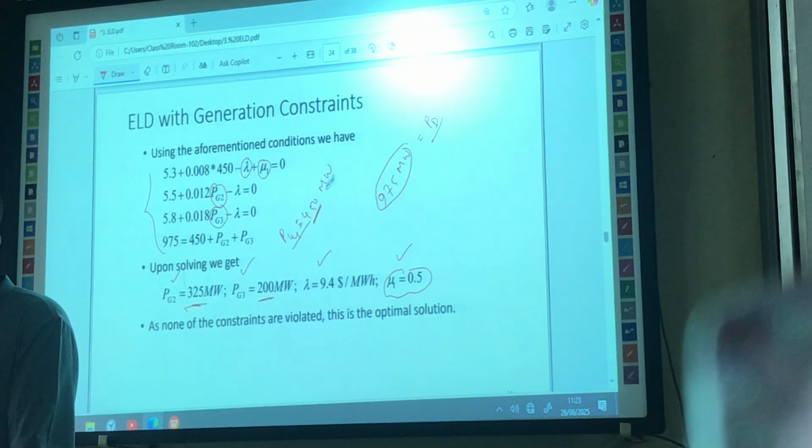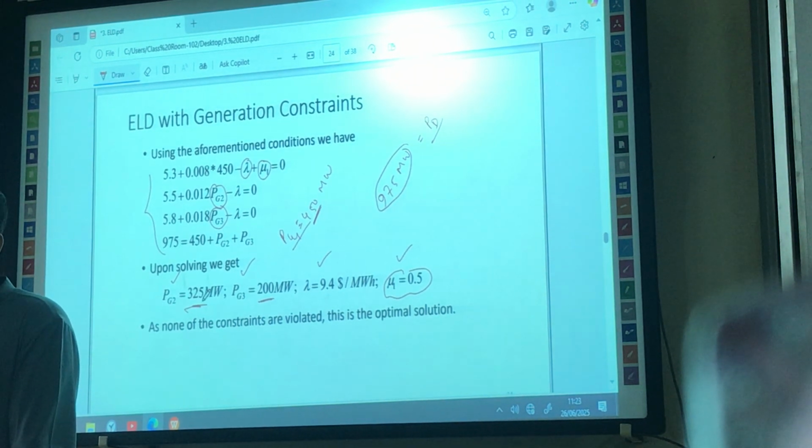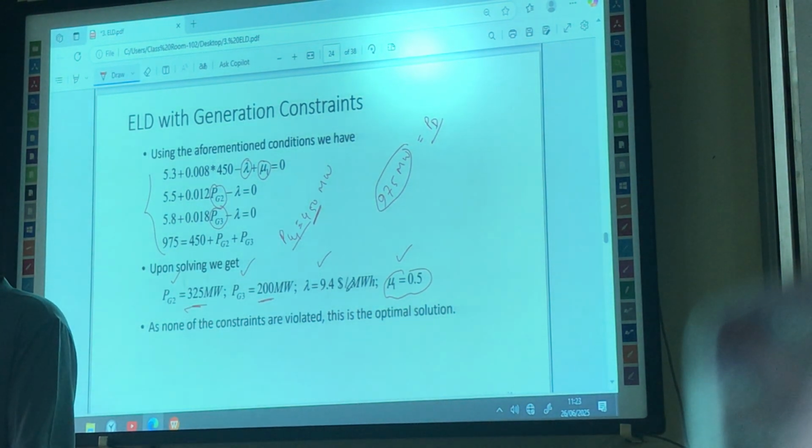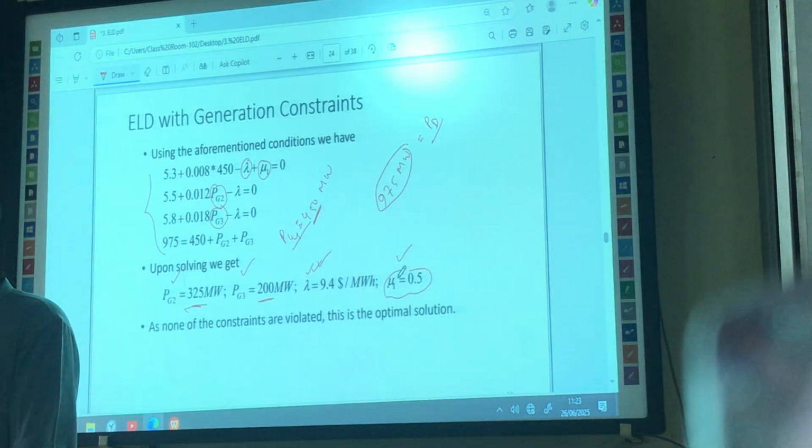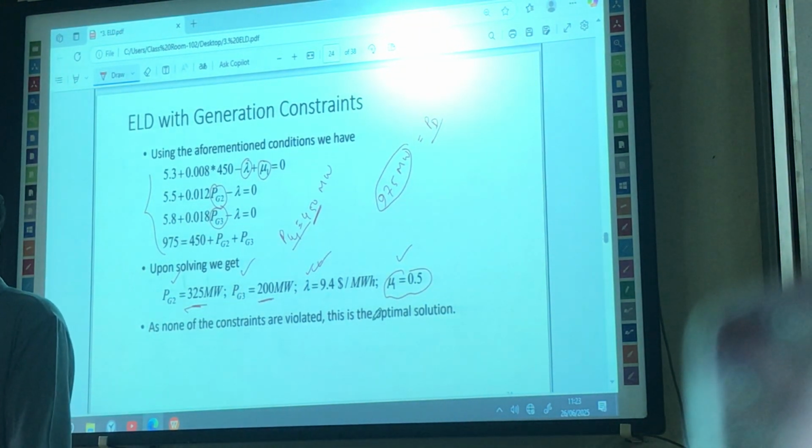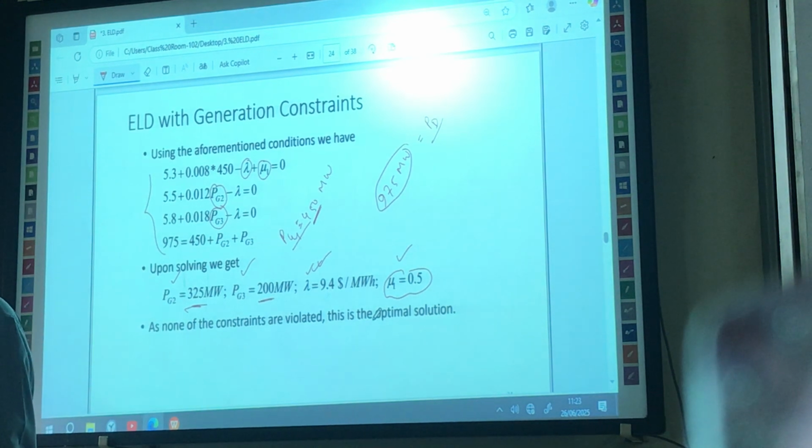Pg1 will be 450 megawatt, Pg2 is 325 megawatt, Pg3 200 megawatt. What is your lambda? 9.4. The unit is dollar per megawatt hour. This is the incremental cost. And this is your slack variable mu1. It is 0.5. So as none of the constraints are violated, this is the optimal solution. Have you got the idea how you will solve this type of problem, that is dealing with the inequality constraint?